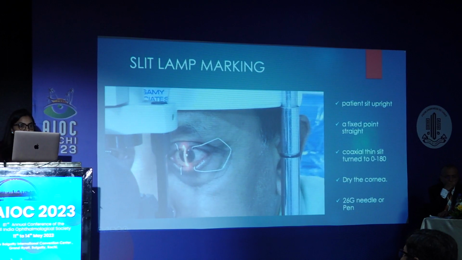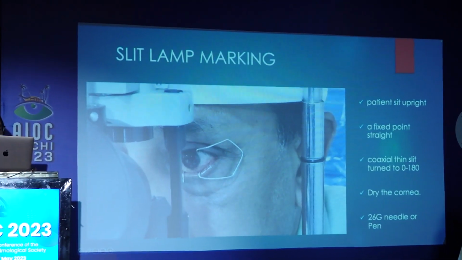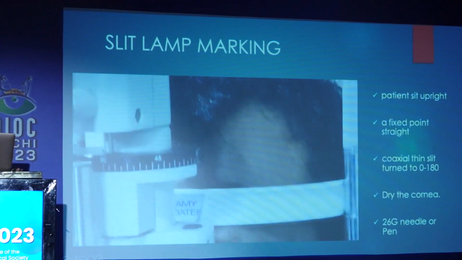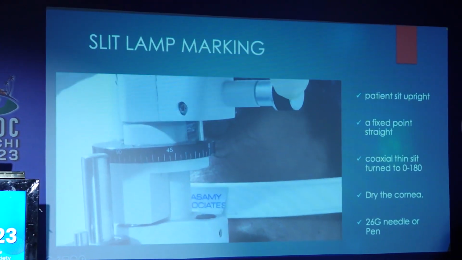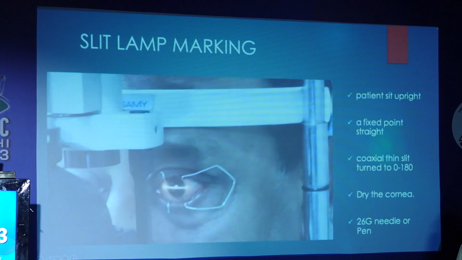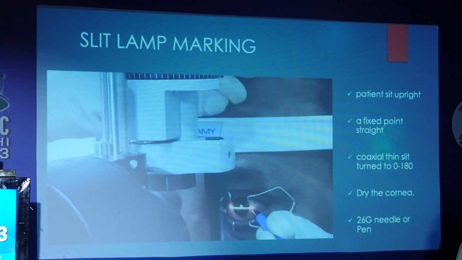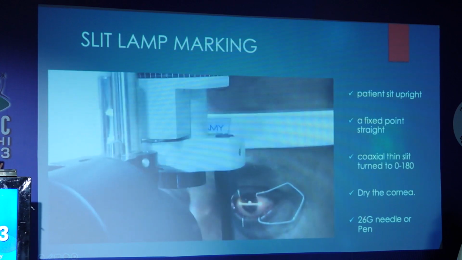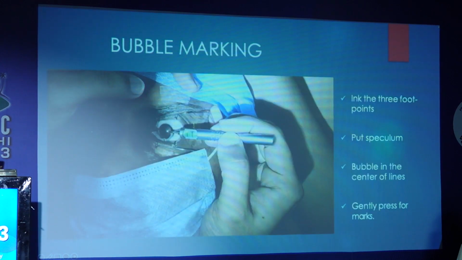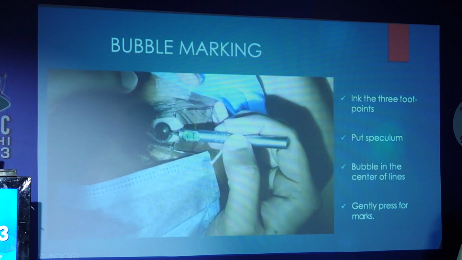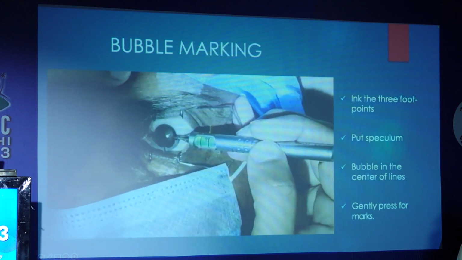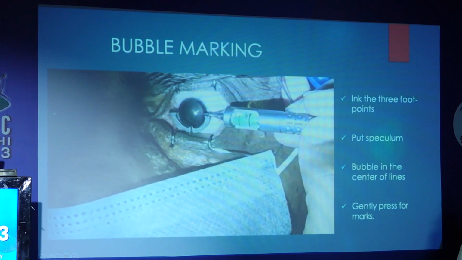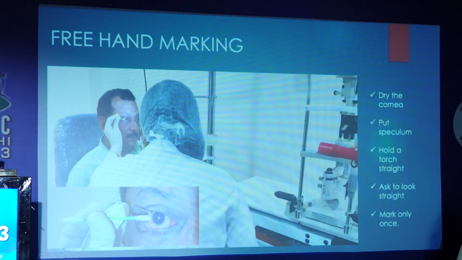Coming to the slit lamp marking, the patient sits straight. For people who do not have very fancy instruments in their clinic, they can still go ahead with toric IOLs. A fixed point is shown onto the eye, and the thin coaxial slit beam is turned 180 degrees, and on a dry cornea with a 26 gauge needle or pen we can mark. Bubble marker is similar. We need to mark the 3 foot plate points, and after putting the speculum, with the bubble in the center of the 2 lines, gently press the marks. But this can again be cumbersome and the patient might not be comfortable.